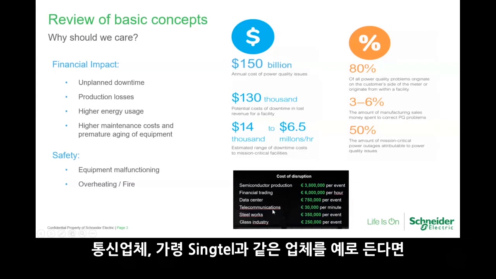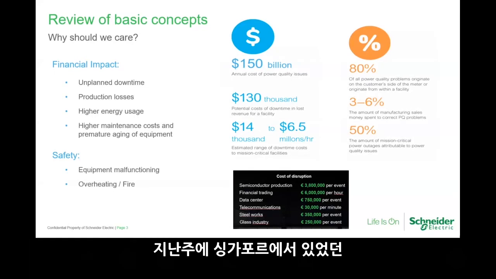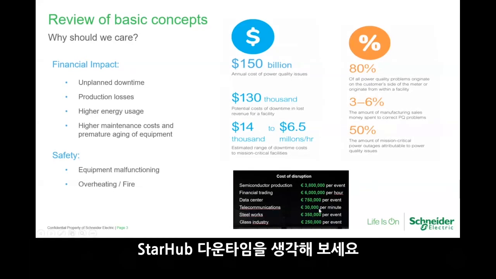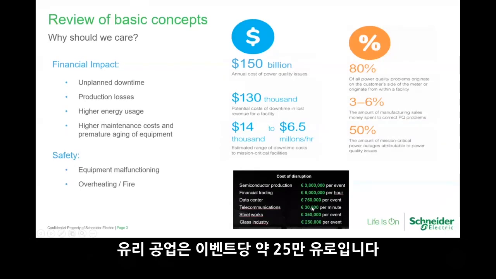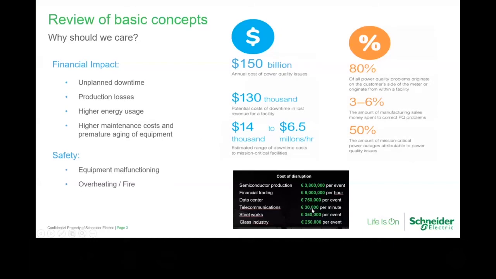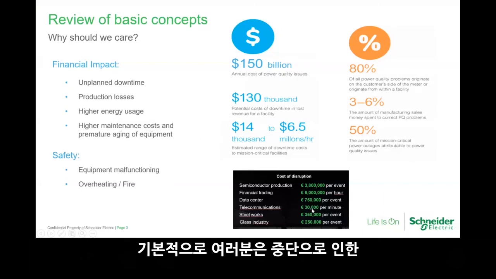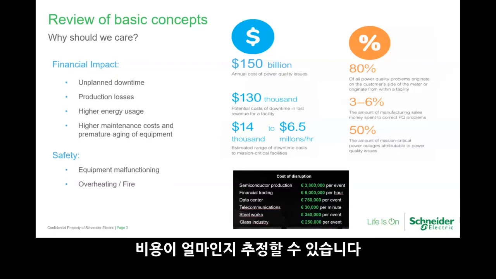Telecommunication like Cynthia and all these things. Just imagine the StarHub downtime last week or recently in Singapore. That could cost more. I mean, not even 30,000. It could be more than that. Steel works 250,000 per event. Glass industry about 250,000 per event. The list can go on, and you can basically estimate how much is the cost of disruption.